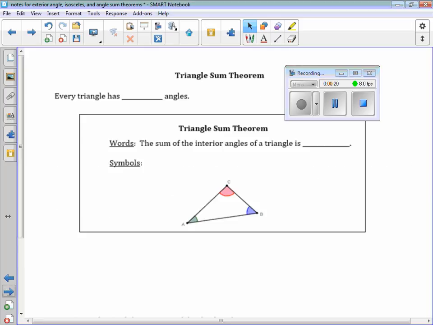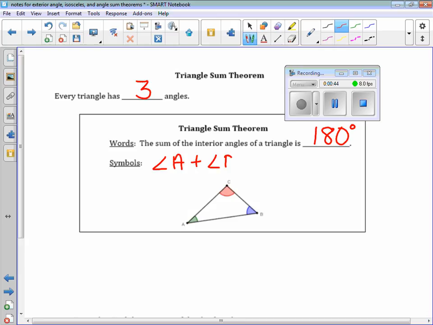So we're going to look at the triangle sum theorem first. We know that every triangle has three angles, and the triangle sum theorem says that the sum of the interior angles of a triangle is 180 degrees. So given our triangle with angles A, B, and C, if we add those three angles, angle A plus angle B plus angle C, they will add up to 180 degrees.